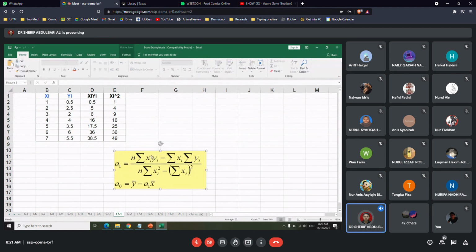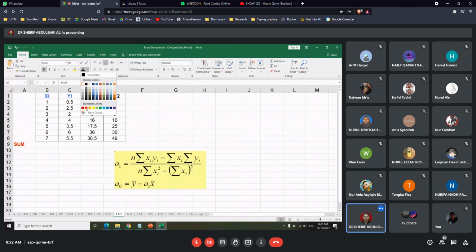Okay, so since I have it now, what I need to do is find the summation of all these values. So I need to find the sum of the value of x, which is 28, the sum of the value of y, the summation of x times y, and the summation of x squared. Okay, so I have those values.